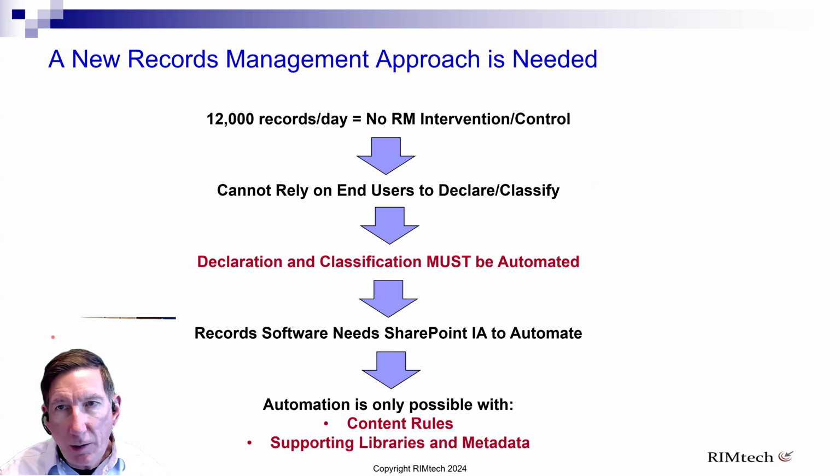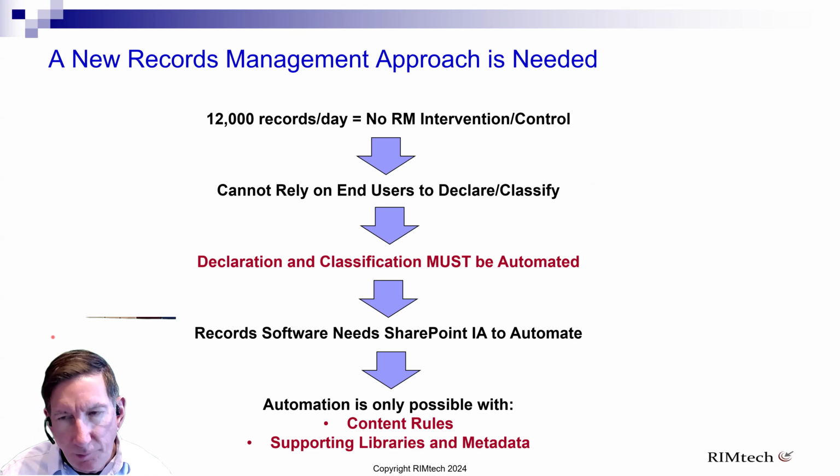So that means that now let's go back to a more realistic number of 12 records per person per day. I'll show you where I got that number a little later. At 12,000, there's no way the records manager can intervene. That's just a cold, hard reality. Second, equally cold, equally hard is we can't rely on the users to do this for us. So what does that mean? It means we only have one option left, which is to automate it. And we must automate it.